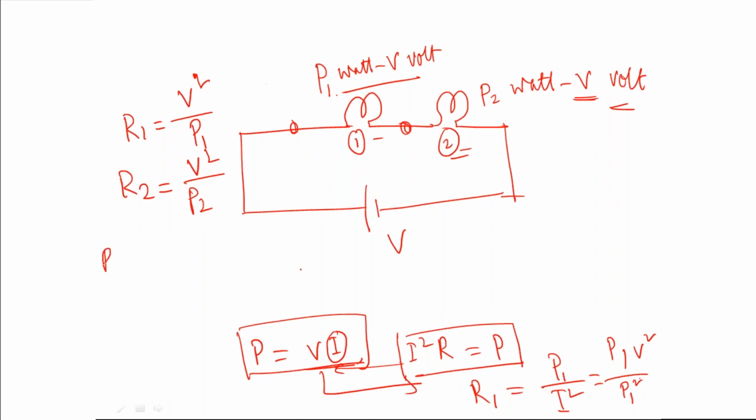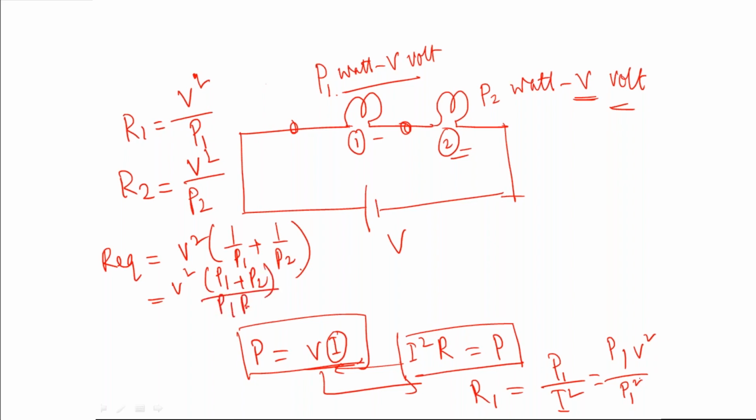Now these are in series, so R equivalent is V square, if you take it common, 1 by P1 plus 1 by P2. So from here I get V square into (P1 plus P2) divided by P1 P2. So I got R equivalent. I got the equivalent resistance for the circuit, and I know the voltage. What is the current in the circuit? V by R equivalent.